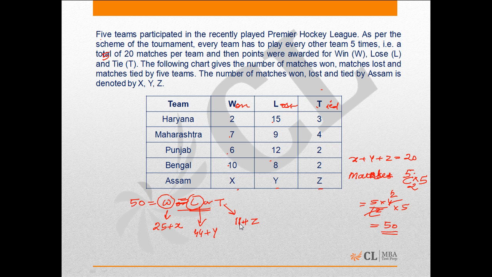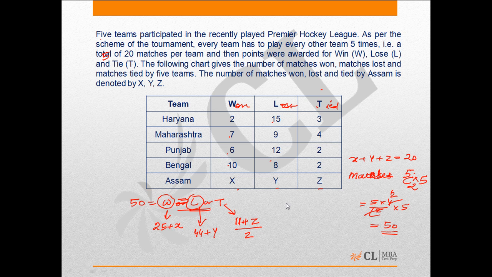Now, the only trick over here is the total number of ties, are they going to be 11 plus z or 11 plus z by 2? See, when a tie happens, it happens between two teams. But when a win happens, the total value goes to just one team, right? So the total number of ties looks to be 11 plus z, but actually the total number of ties is going to be 11 plus z by 2. It looks to be 11 plus z.